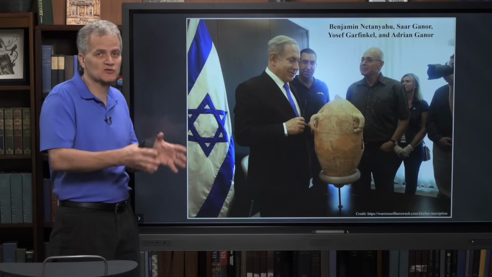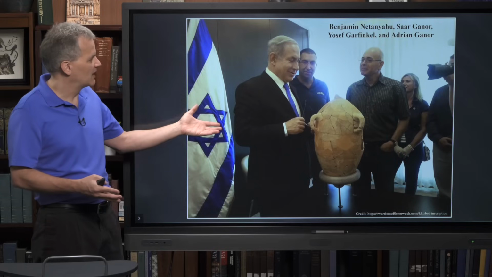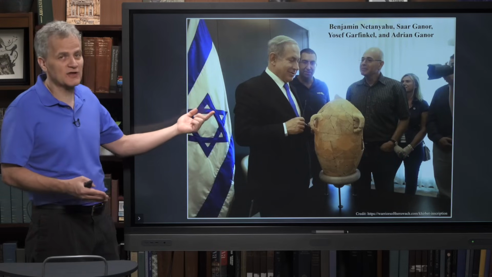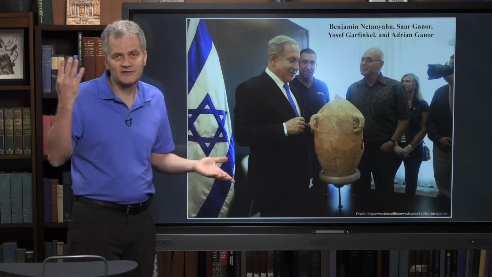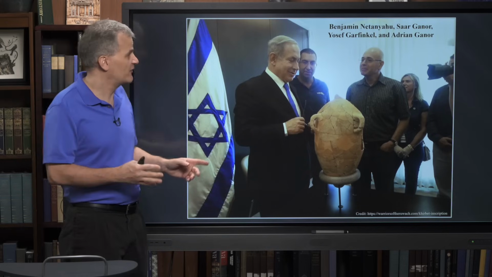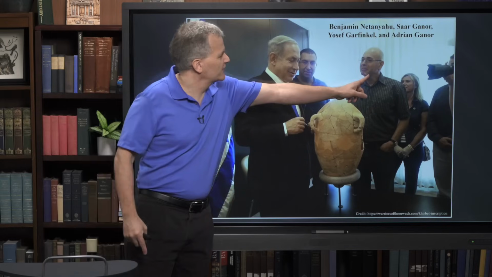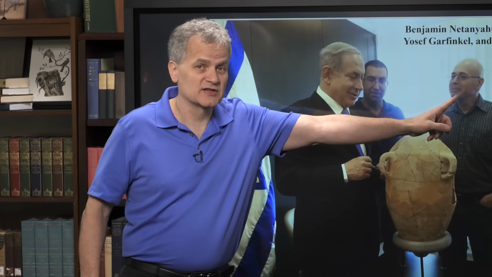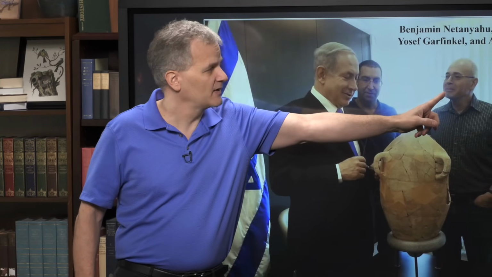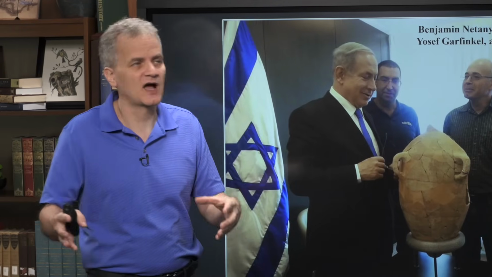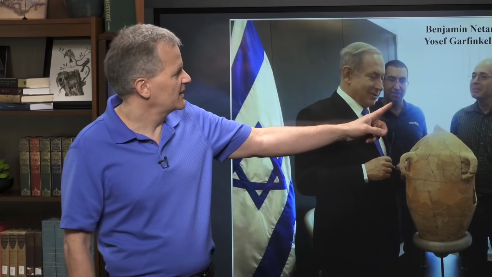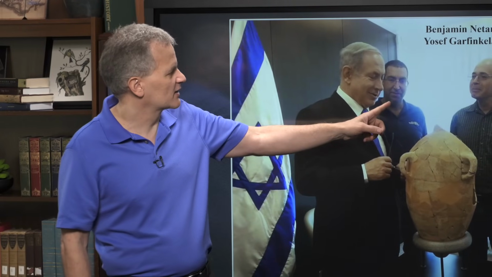So at the time when the inscription was found, he was prime minister, and here he is with several archaeological dignitaries, I guess is the best way to put it. The chief archaeologist here, Yosef Garfinkel, was the main archaeologist at the site of Khirbet Qeiyafa. So almost all of the publications involve his work and his guidance. Then here to our left is Sa'ar Ganor. He is part of the archaeological team that worked at Khirbet Qeiyafa, and he constantly is working with Garfinkel.